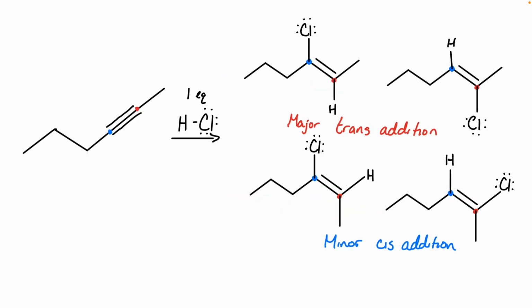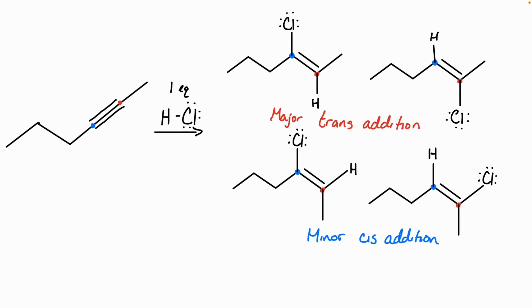All right, I kind of made this more difficult than I meant to, though. All right, but yes, because neither of these are more substituted, we got to have a mixture of both, with the chlorine added to the blue carbon and the chlorine added to the red carbon. But then we also have these two sets of stereoisomers to worry about. The major product is our trans addition, and the minor product is our cis addition.